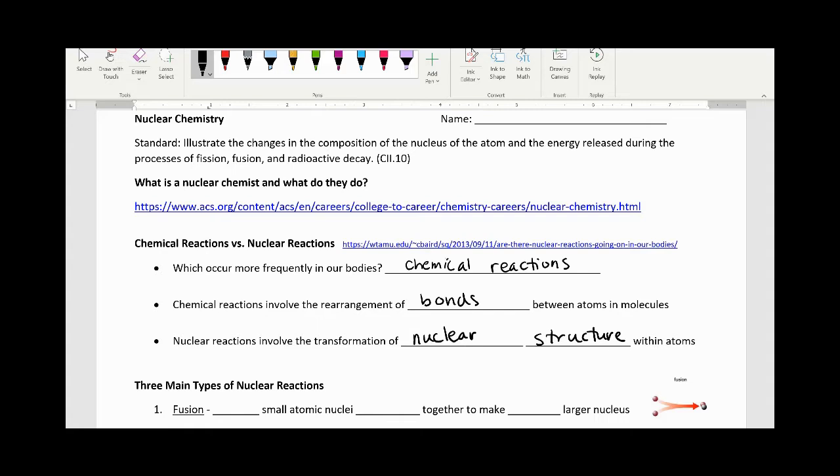But what we're going to see in nuclear reactions is that you may start with one atom as a reactant, and then as a product, you may end up with a completely different atom. That's because we're going to be making changes to the nuclear structure of the atoms. And when their nucleus changes, so does the identity of the atom itself.